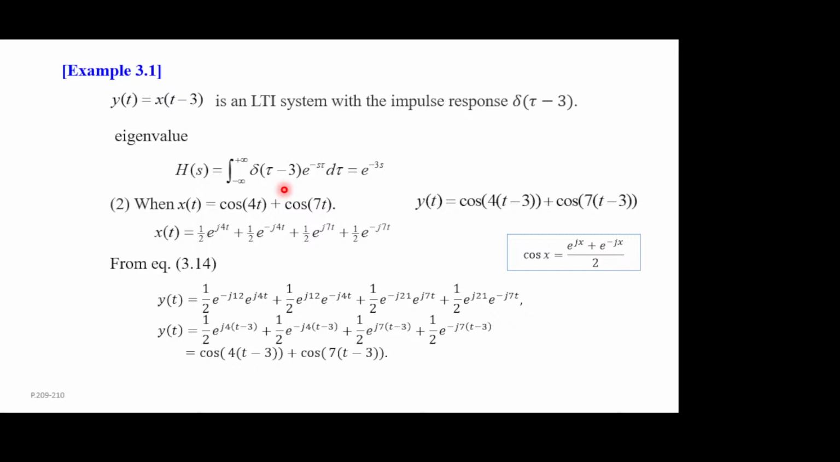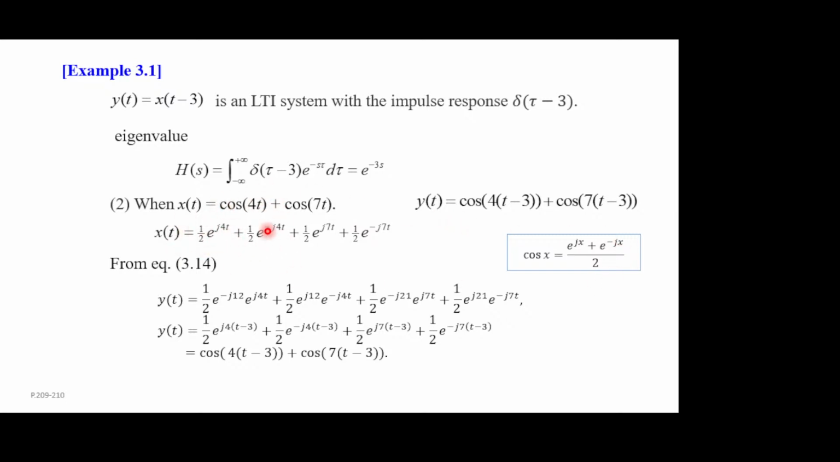Okay. Anyway, x of t is cosine 4t plus cosine 7t. Then obviously from this relationship you can calculate your y of t very quickly. It's just cosine 4(t minus 3) plus cosine 7(t minus 3). But we can also break this into the eigenfunctions, and here it is easy to do because it's just cosines. So let's just do this.